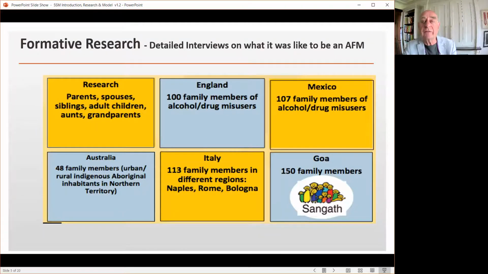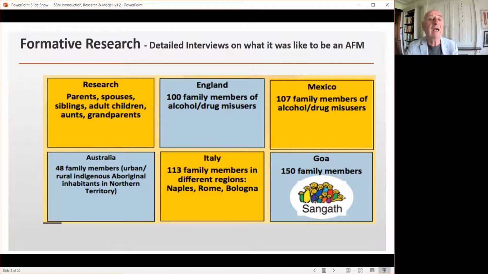Now, what we did was we basically talked to an awful lot of people. We used a mixture of quantitative and qualitative research, but the qualitative research, I suppose I'm going to focus on rather more here. And we did extremely detailed interviews on what it was like to be an affected family member. We found there was actually very little research on this. And so rather than going with lots of preconceived ideas about what it was like to be an affected family member, we thought we'd ask people.